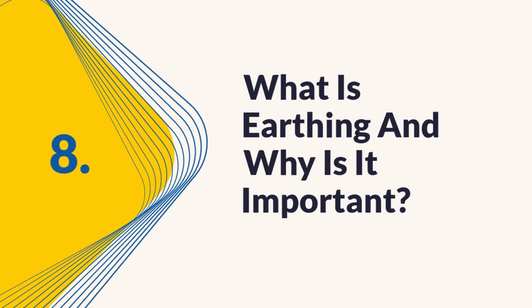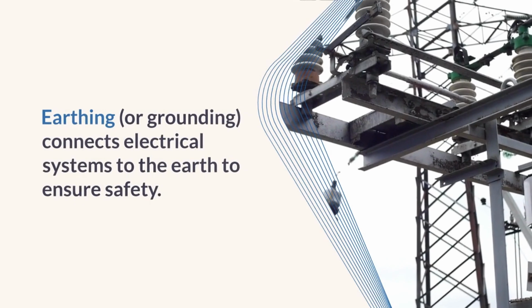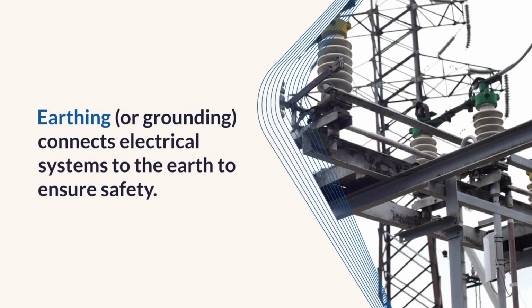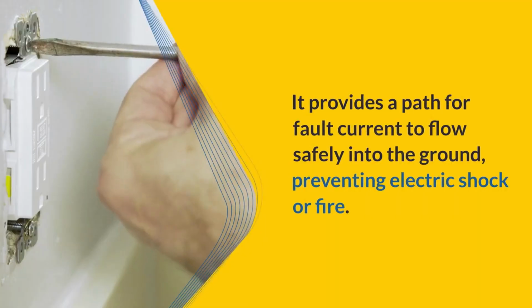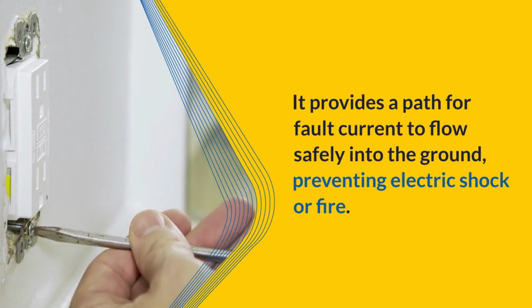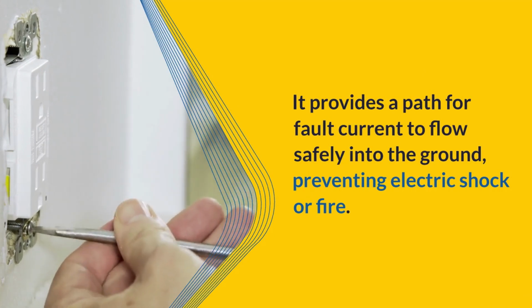8. What is earthing and why is it important? Earthing, or grounding, connects electrical systems to the earth to ensure safety. It provides a path for fault current to flow safely into the ground, preventing electric shock or fire.